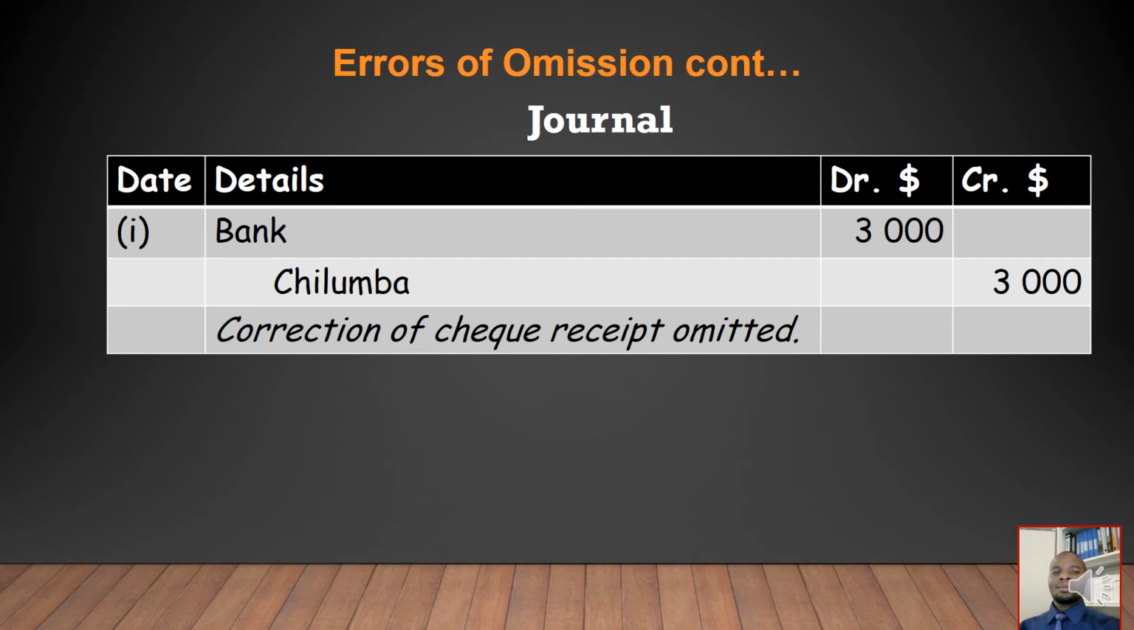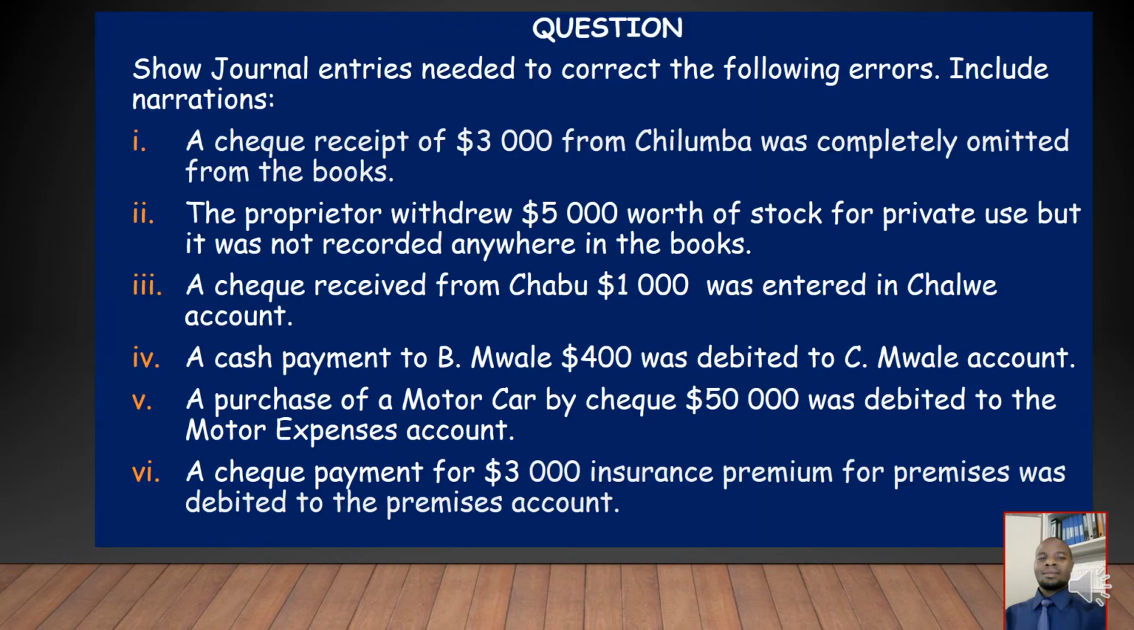Let's take a look at the second statement. In the second statement, we are told the proprietor withdrew $5,000 worth of stock for private use, but it was not recorded anywhere in the books. So the proprietor withdrew $5,000 worth of stock for private use, but it was not recorded anywhere in the books. And so what two accounts are involved here?